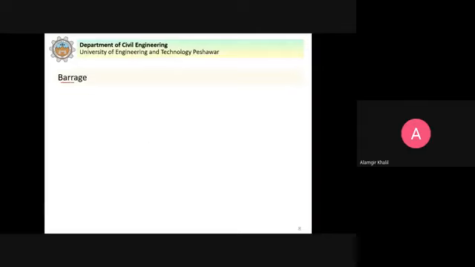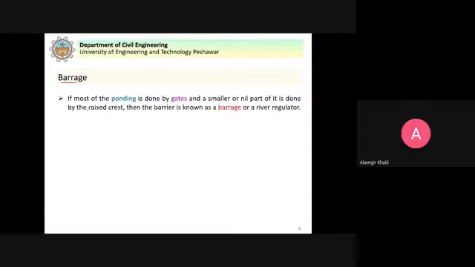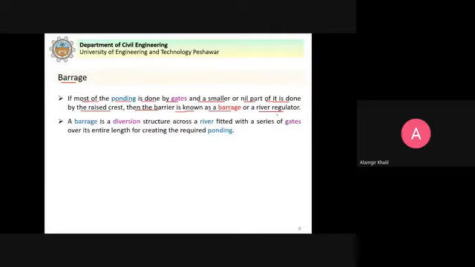Next we have the barrage. If most of the ponding is done by gates and a smaller or nil part of it is done by the raised crest, then the barrier is known as a barrage, or it is also called a river regulator.